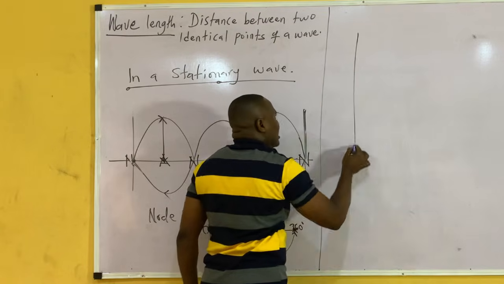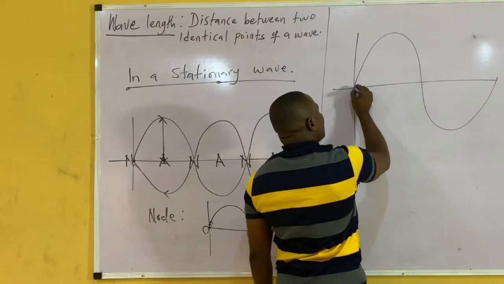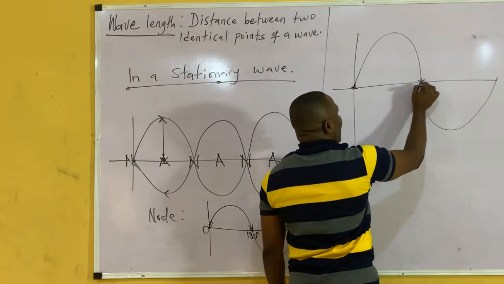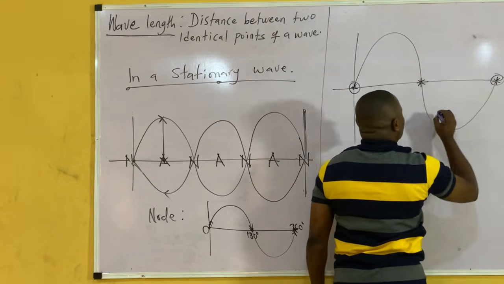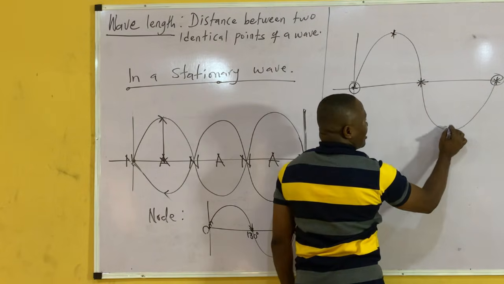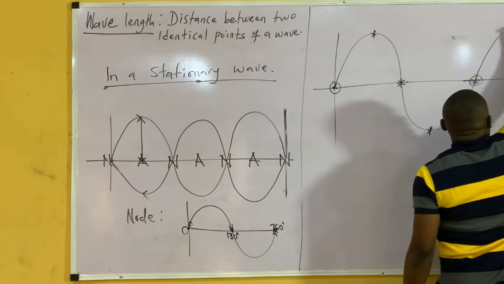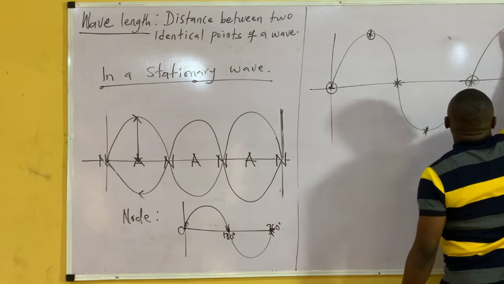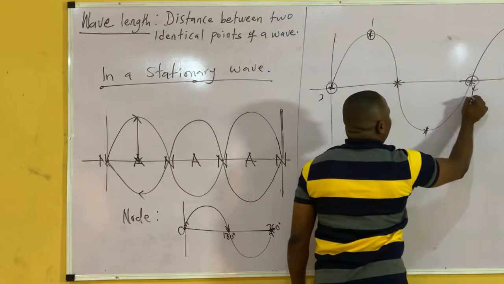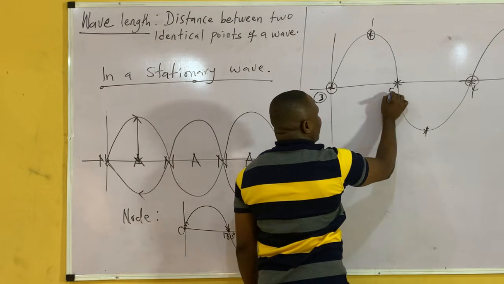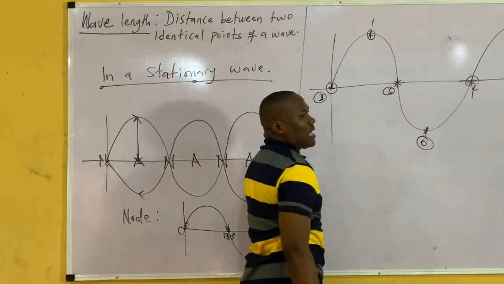I'm trying to say something like this for more clarity. If this is a wave, a particle here and a particle here are not in phase, but a particle here and a particle here are in phase. A particle here and a particle here, they are not in phase. But if I continue with this and put a particle here, a particle here and a particle here are in phase. So 1 and 2 are in phase. 3 and 4 are in phase. 3 is not in phase with 5. They are out of phase. Likewise, 1 is not in phase with 6. They are out of phase.